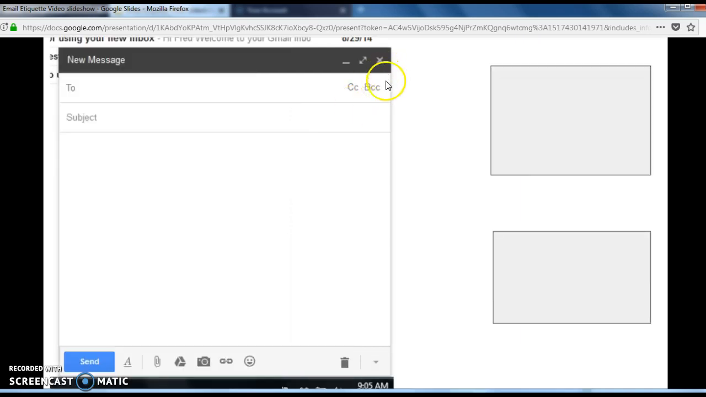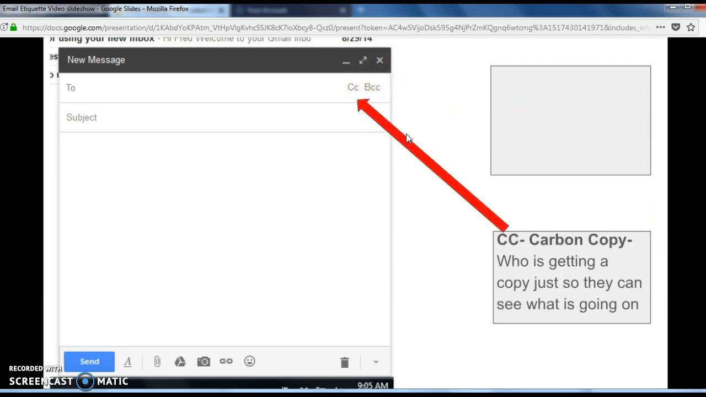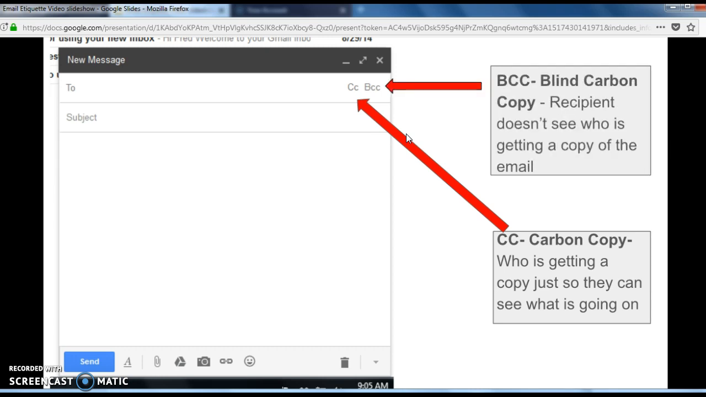On the other side, there are a couple of letters. CC stands for carbon copy. This is who is getting a copy just so they can see what's going on. But it doesn't mean that they have to reply back. BCC is blind carbon copy. Like CC, but the recipient doesn't get to see who else is getting the email. You might want to use this to send an email to a group of people you don't want to give everyone else's email addresses away to.